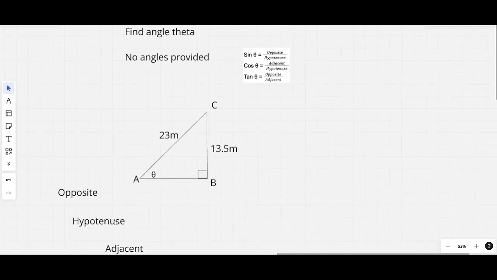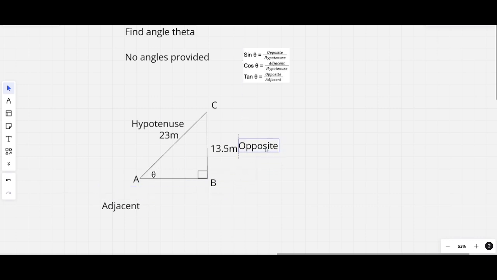So, of course, I'm going to repeat what I've said before. The hypotenuse side will always be opposite to the right angle. So, angle B is our right angle, so our hypotenuse will be equal to 23 meters. Our opposite side will always be opposite to the angle that we are trying to find, or in this case, angle theta. So this will be our opposite, which is 13.5 meters, and adjacent is whatever is left over.